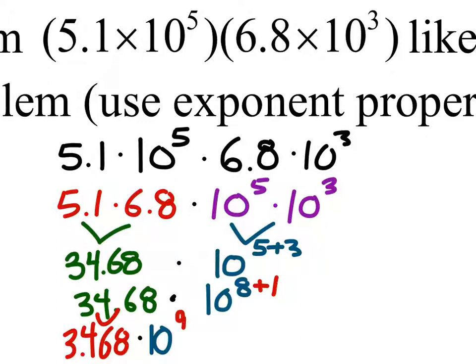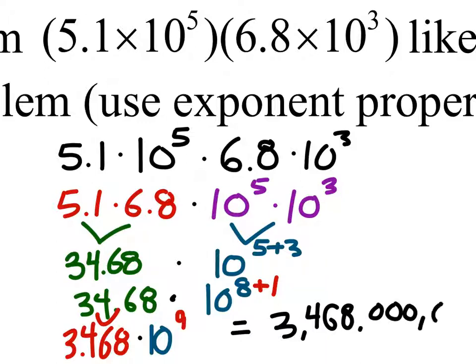So if you did do this, because it didn't specify on this, it will on the test though, you could have had 3,468,000,000. Something like this. It's the same thing.